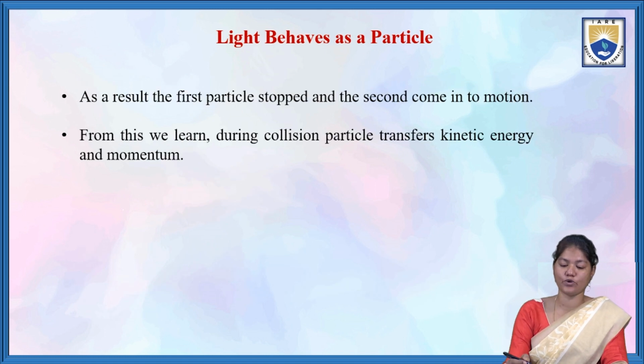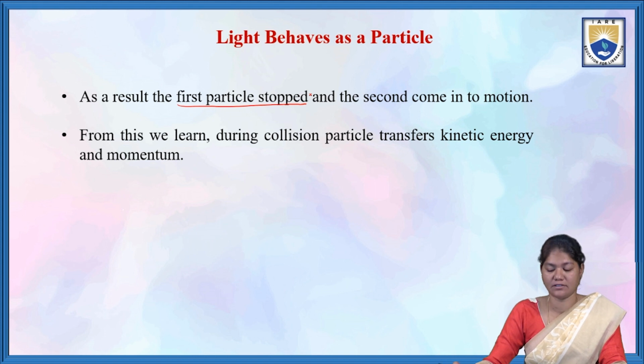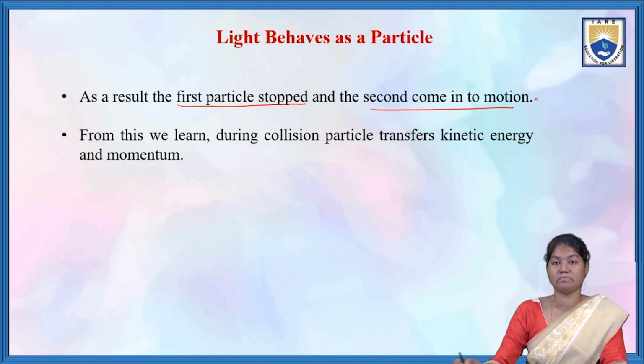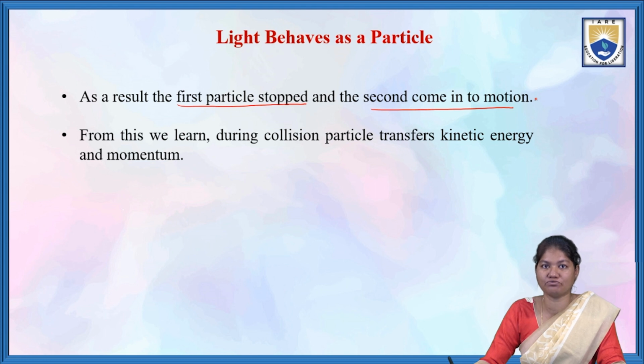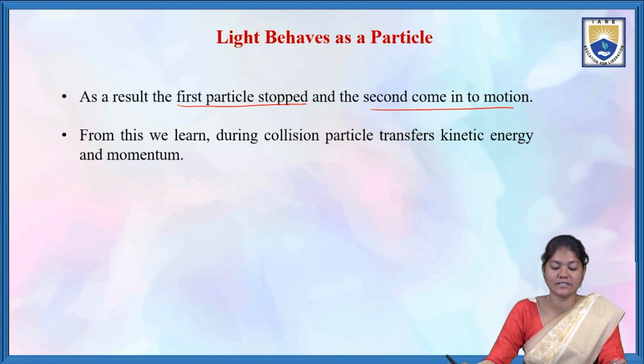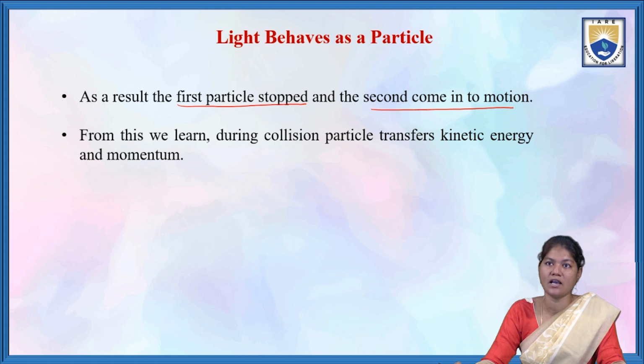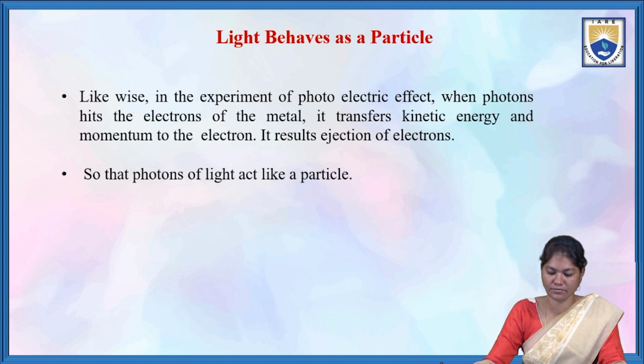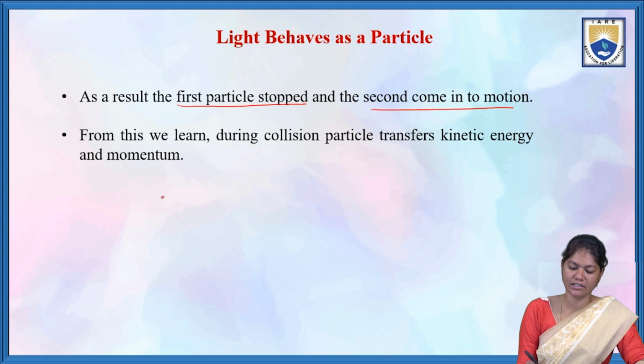So as a result, what happens? The first particle stopped and the second particle starts to move. So from this, we learn that during collision, a particle transfers kinetic energy and momentum. Now we shall see this through a diagram.